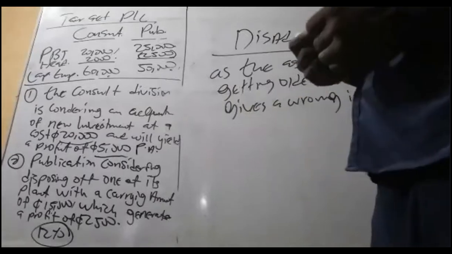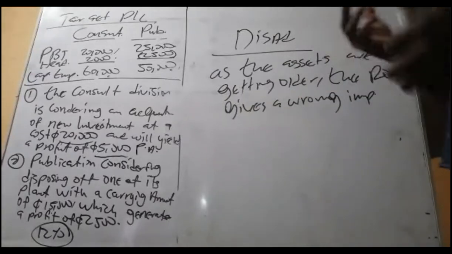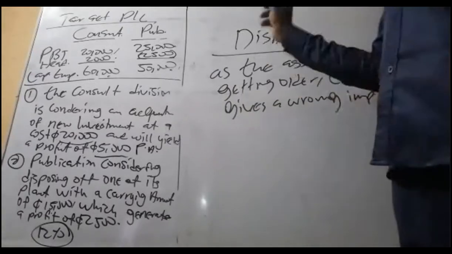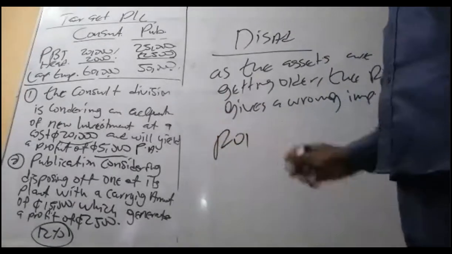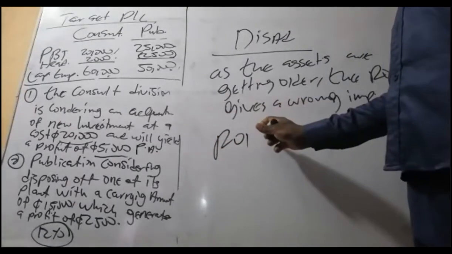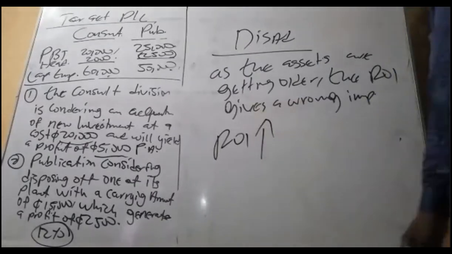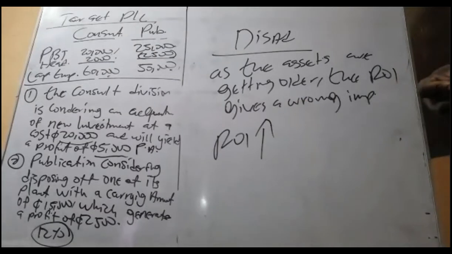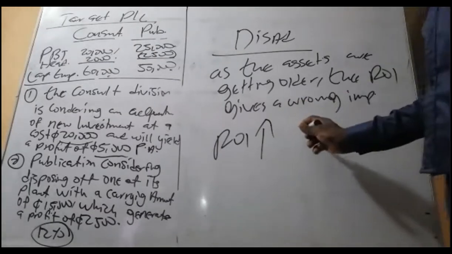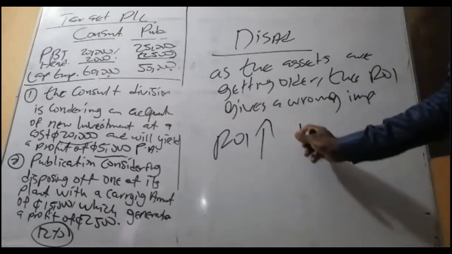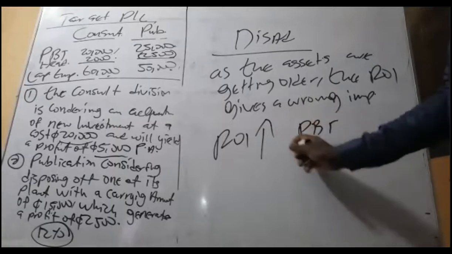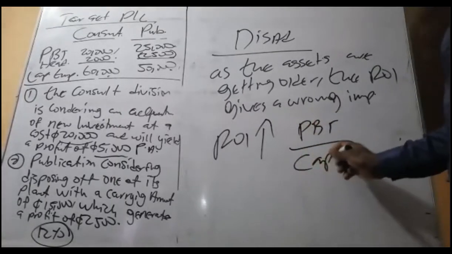Wrong impression. It means that as the assets are going older, the ROI will be increasing. That's the meaning. ROI will be increasing, telling us that we are doing well. And in fact, it's a lie. Because we said that profit before tax all divided by capital employed.